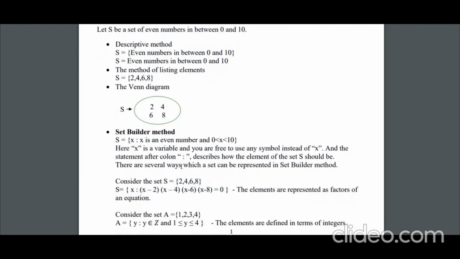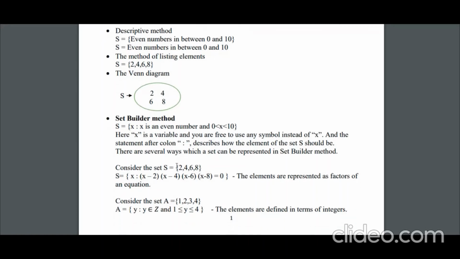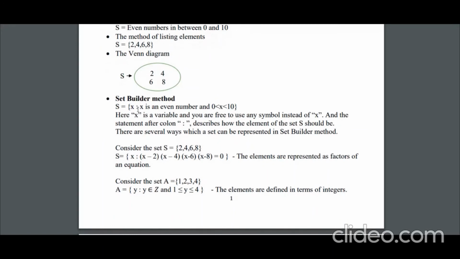So in the set builder method, we said there are several ways of describing. When we read it, we can read it such as x such that x is an even number between 0 and 10. And as we said, we can do it in different ways. This is one way of saying this: 2, 4, 6, 8. Another way is presented as an equation. So there are different ways of doing it. And we look at another example.